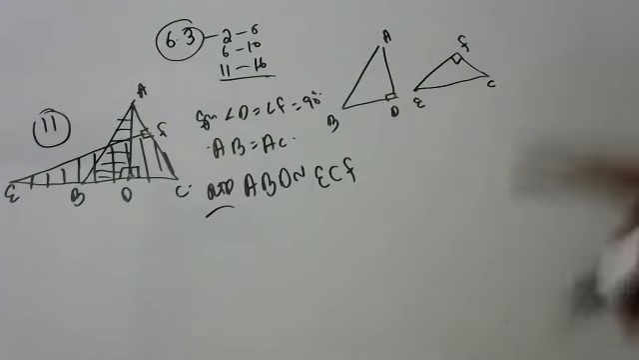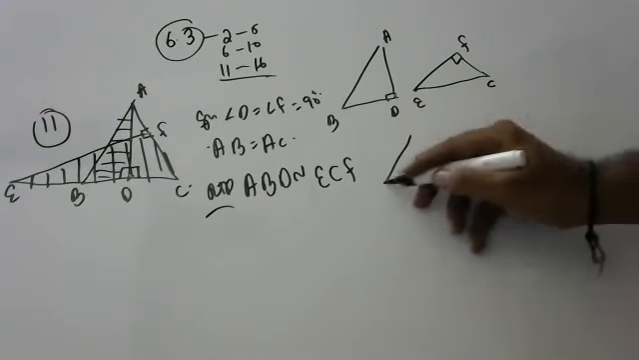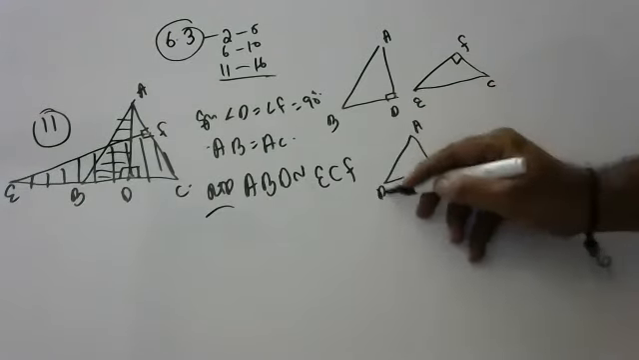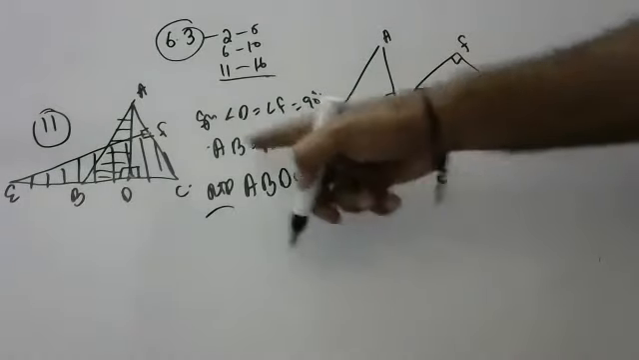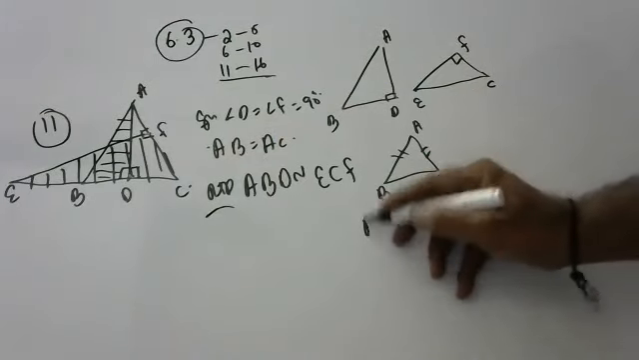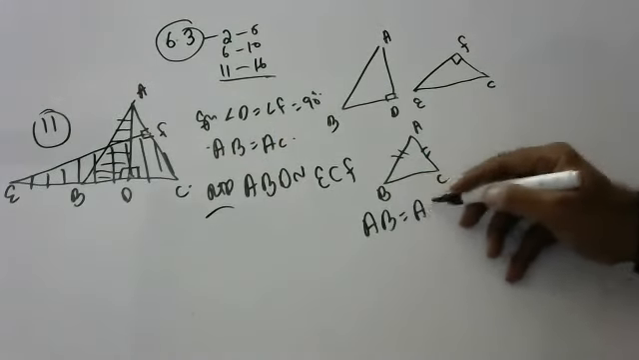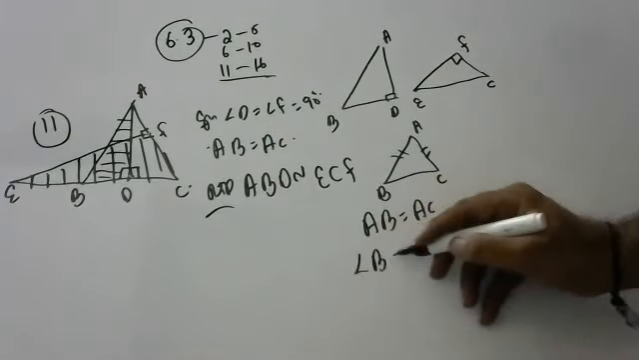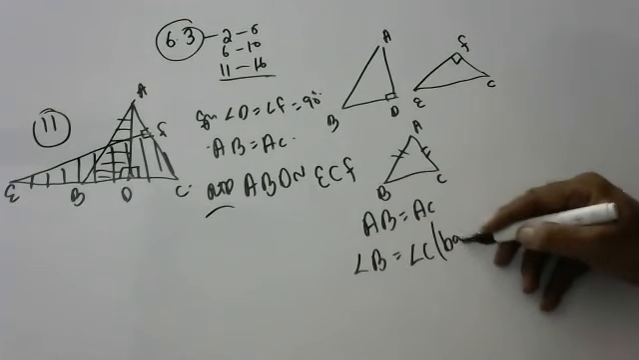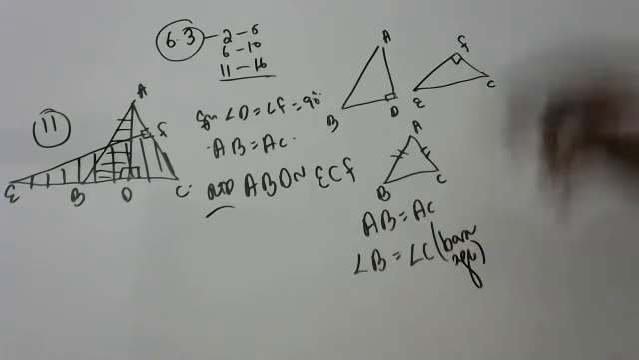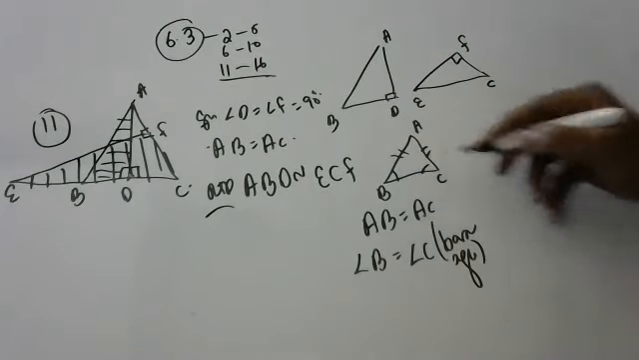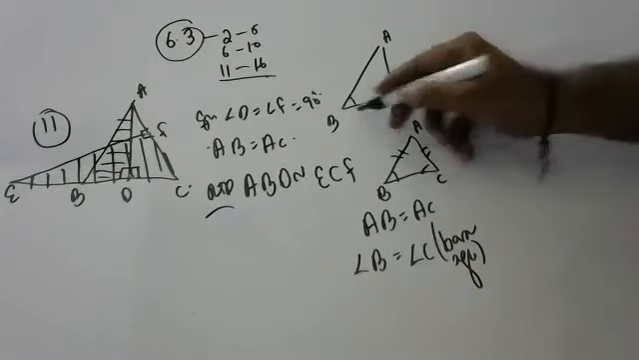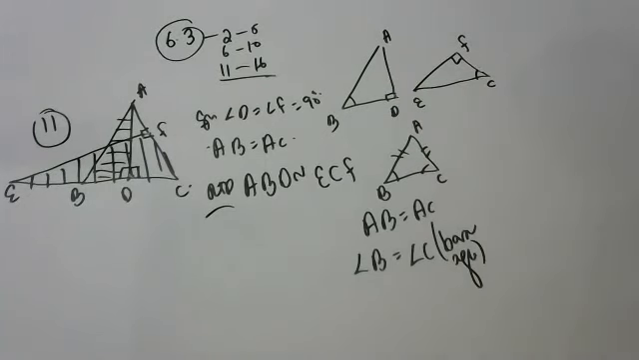Okay, so children, the original triangle was ABC. He said that AB and AC are equal. If AB is equal to AC, what does it mean? Then angle B is equal to angle C. Why? Equal sides will have equal base angles. So these both angles are equal. So here B and here C are equal.